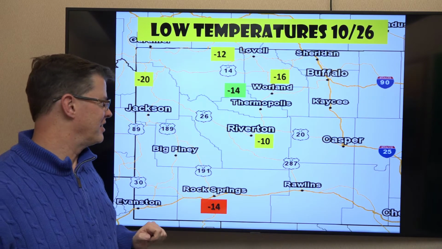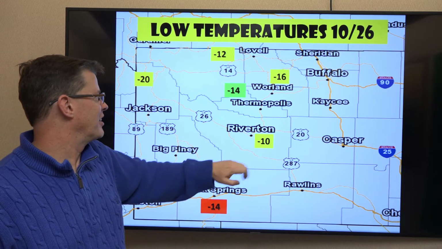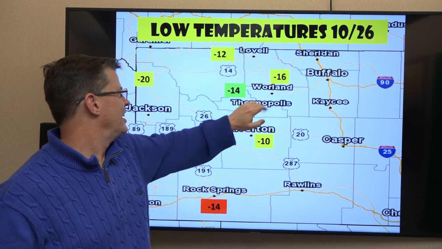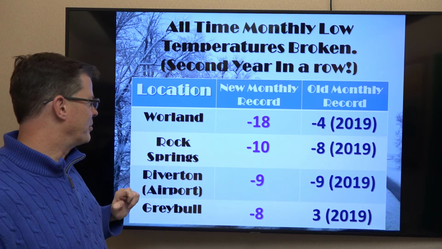And the result: these are temperatures around the morning of the 26th. You can see some very cold temperatures there, minus 14. Granite Village dropped down to minus 20, minus 10 in Riverton, minus 16 in Ten Sleep, minus 14, minus 12 in Cody, and this one in Thermopolis. Now I'll call out these temperatures in relation to normal.